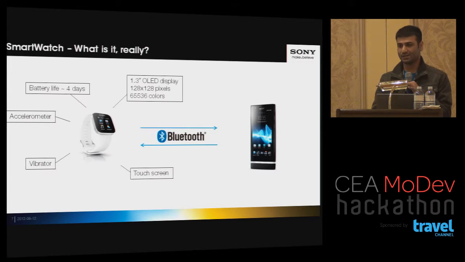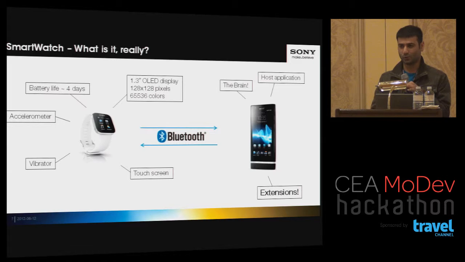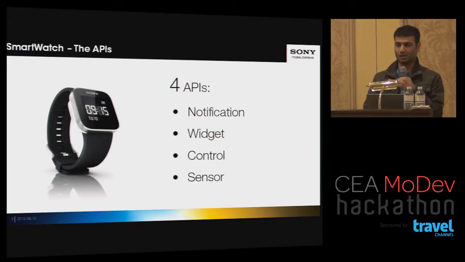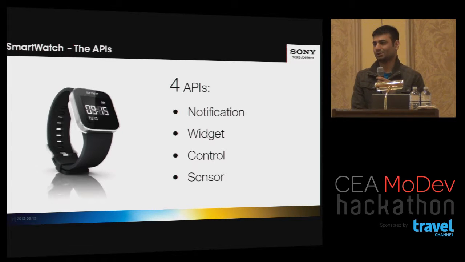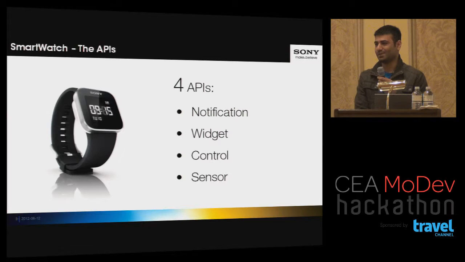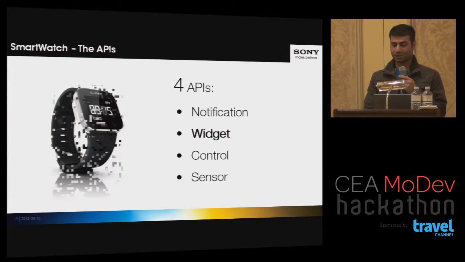But the important part of this is that you can develop everything in Android itself. So it actually has the host application on the phone itself. The host application communicates with the smartwatch to send messages and to control the hardware on the smartwatch. So it has 4 APIs. The first one is notification. Notification API can be used for simply fetching the notifications from the phone and showing them on the smartwatch. Something which Facebook, Twitter, or email messages, those kind of services would use.